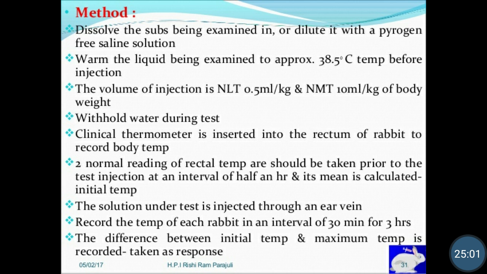Again, the difference between initial temperature and the maximum temperature is recorded and taken as the response.